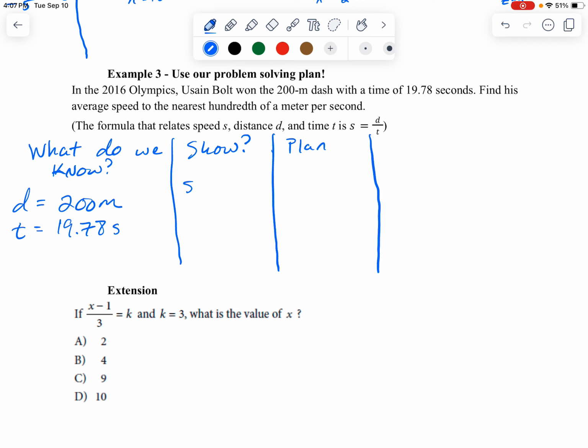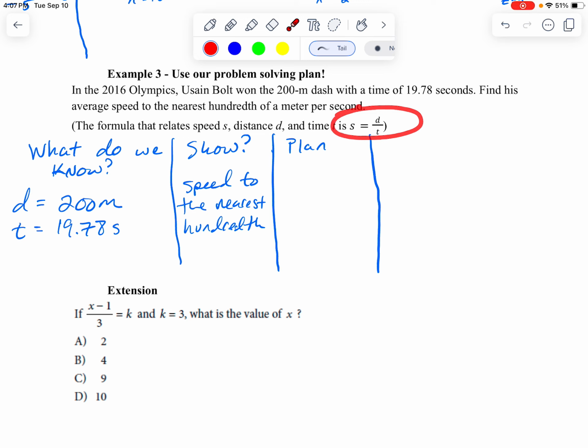We want to show speed to the nearest hundredth. Wait, there's going to be 2 decimal places. In our plan, how we're going to attack this problem is right here. It's given us an equation. It's given us a way to relate all this information. So speed is equal to distance over time. That's what we want to use.